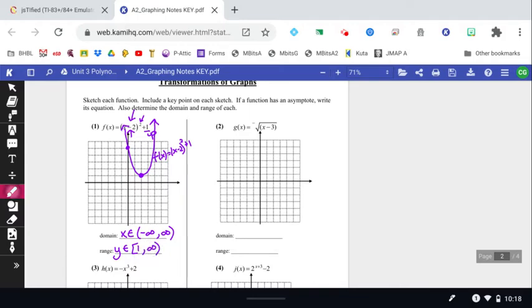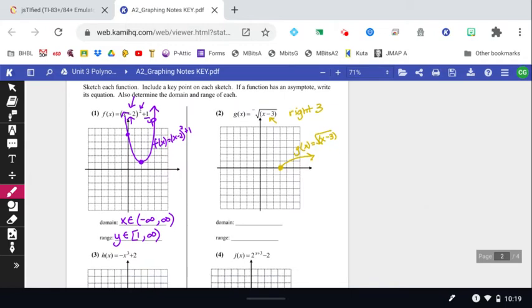All right, number 2. In number 2, we have a square root graph. But this right here, being under the parenthesis, tells us that we are going to move right 3 units. So 1, 2, 3. Now there's my point. And again, I can put this into my calculator to take a look at it. And my graph will continue on like this. So g of x equals the square root of x minus 3.